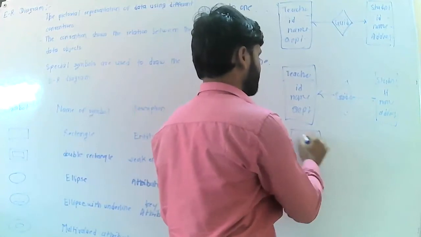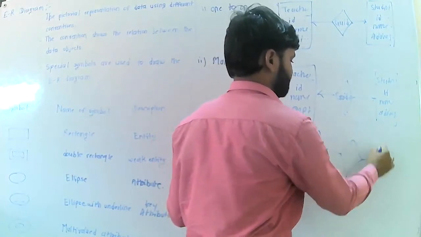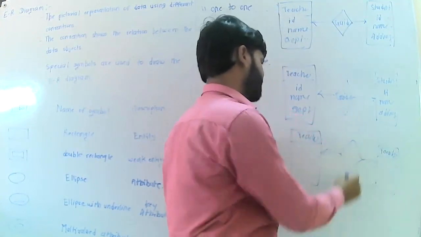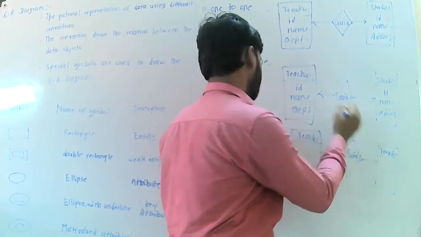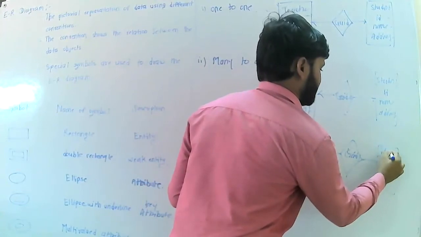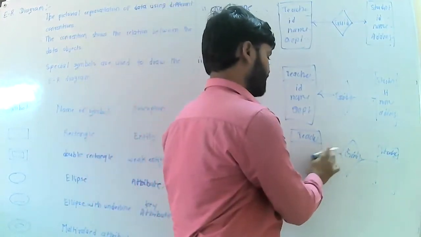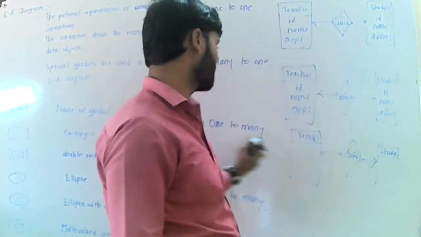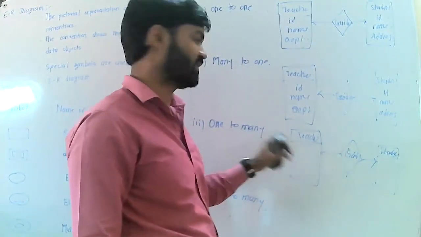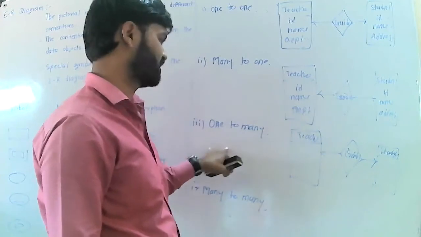Then next example, same attributes. Teacher guides. One teacher can guide many students. You can show this category by using this diagram. One to many: one teacher can guide many students. This is the third one.